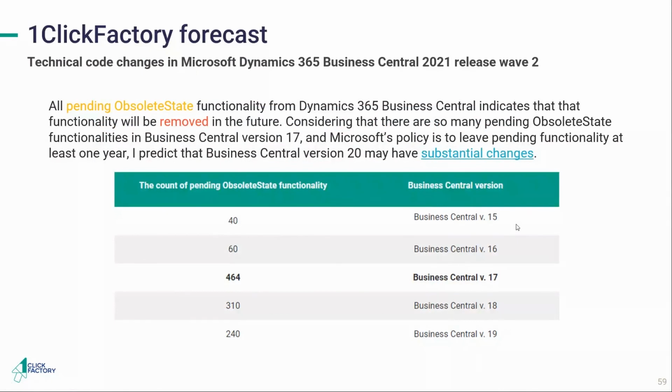And another reason why I expect that the code will be removed more than the procedures is because Business Central 17 still has a lot of obsolete state pending functionality, and it will be more than a year. Now it is a year, but it will be more than a year in the next release that they are marked as pending. So I expect them to be removed. So the 20 release may have substantial changes related to a lot of changes introduced in this version 17.